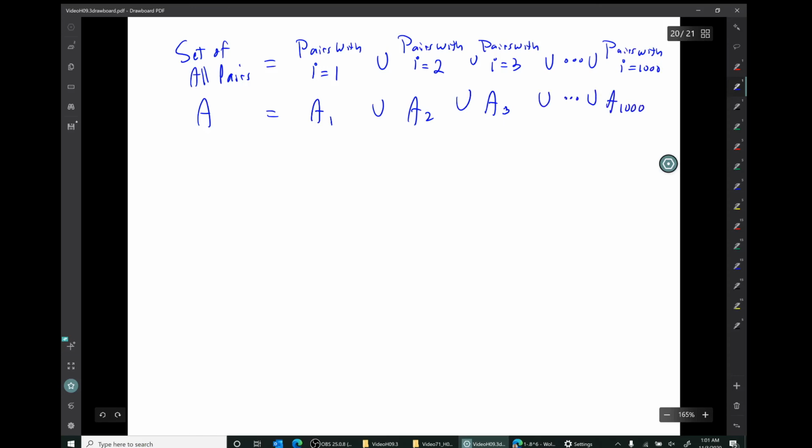So there's our union of the set of all pairs. The pairs with i equals 1, denoted that way. The set of pairs with i equals 2, denoted that way, and so on, all the way up to the pairs with i equals 1,000.